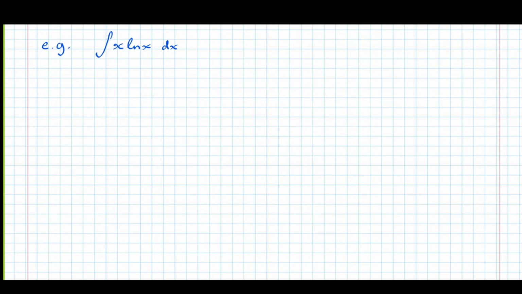Right, so a bit of a head start for you there. In this case, u equals x, so du by dx equals 1. dv by dx equals ln x, which means that we've run into a problem here because we don't know how to integrate ln x.